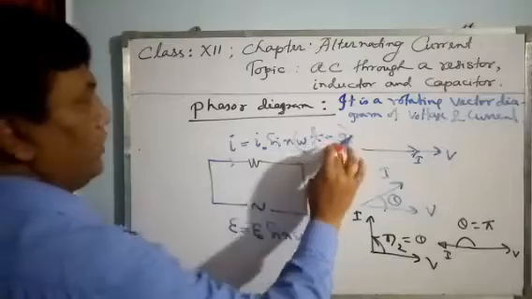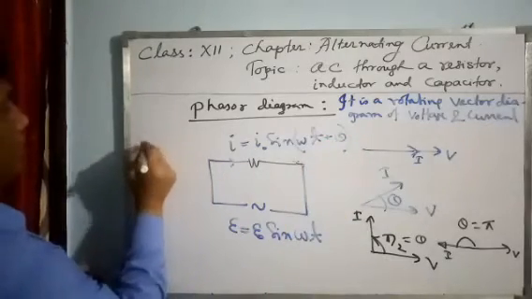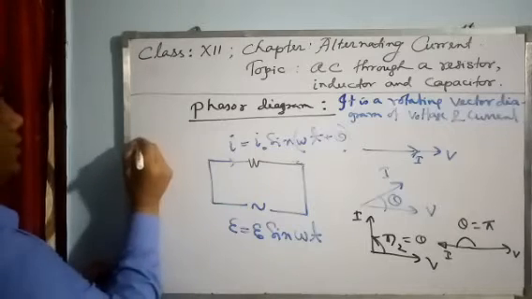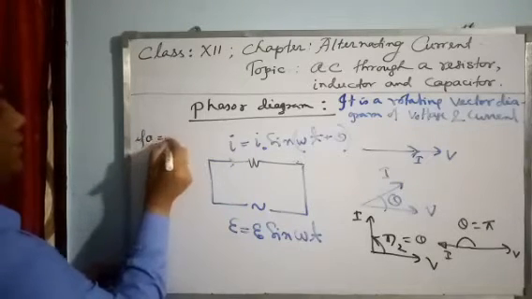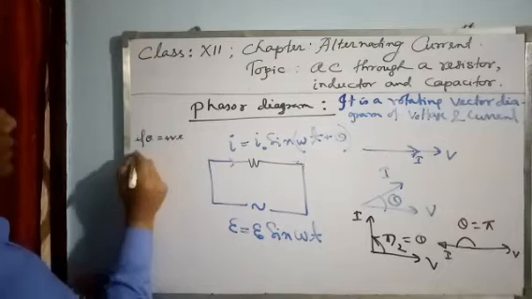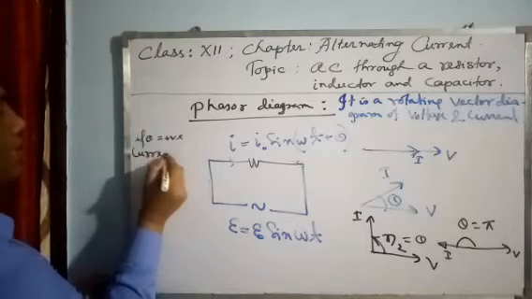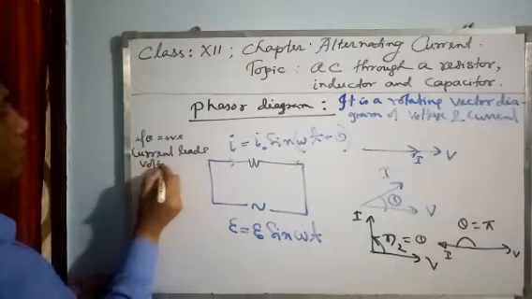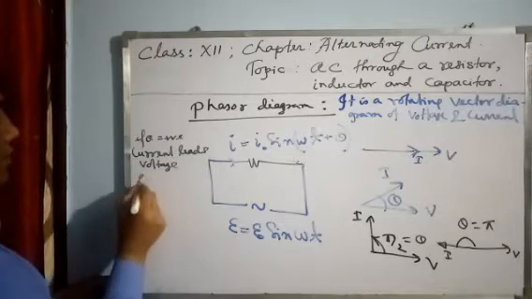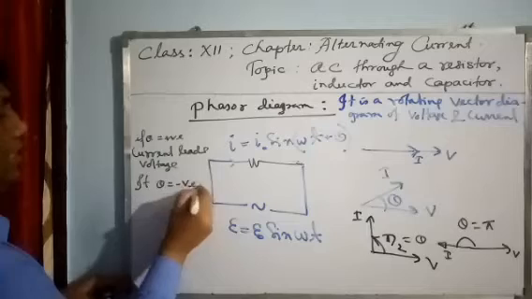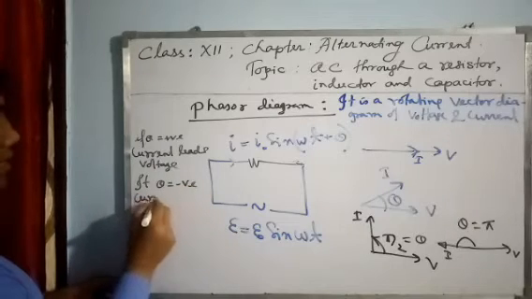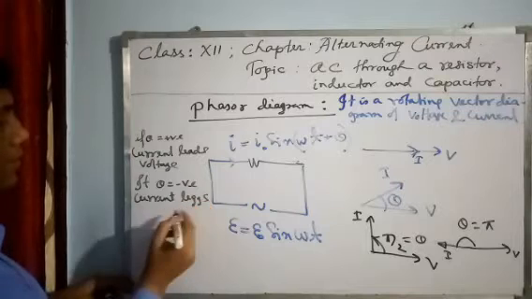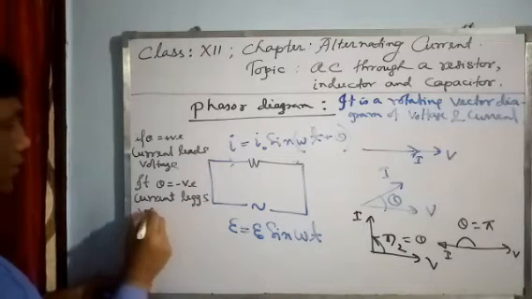If theta is positive, current leads voltage. If theta is negative, current lags voltage.